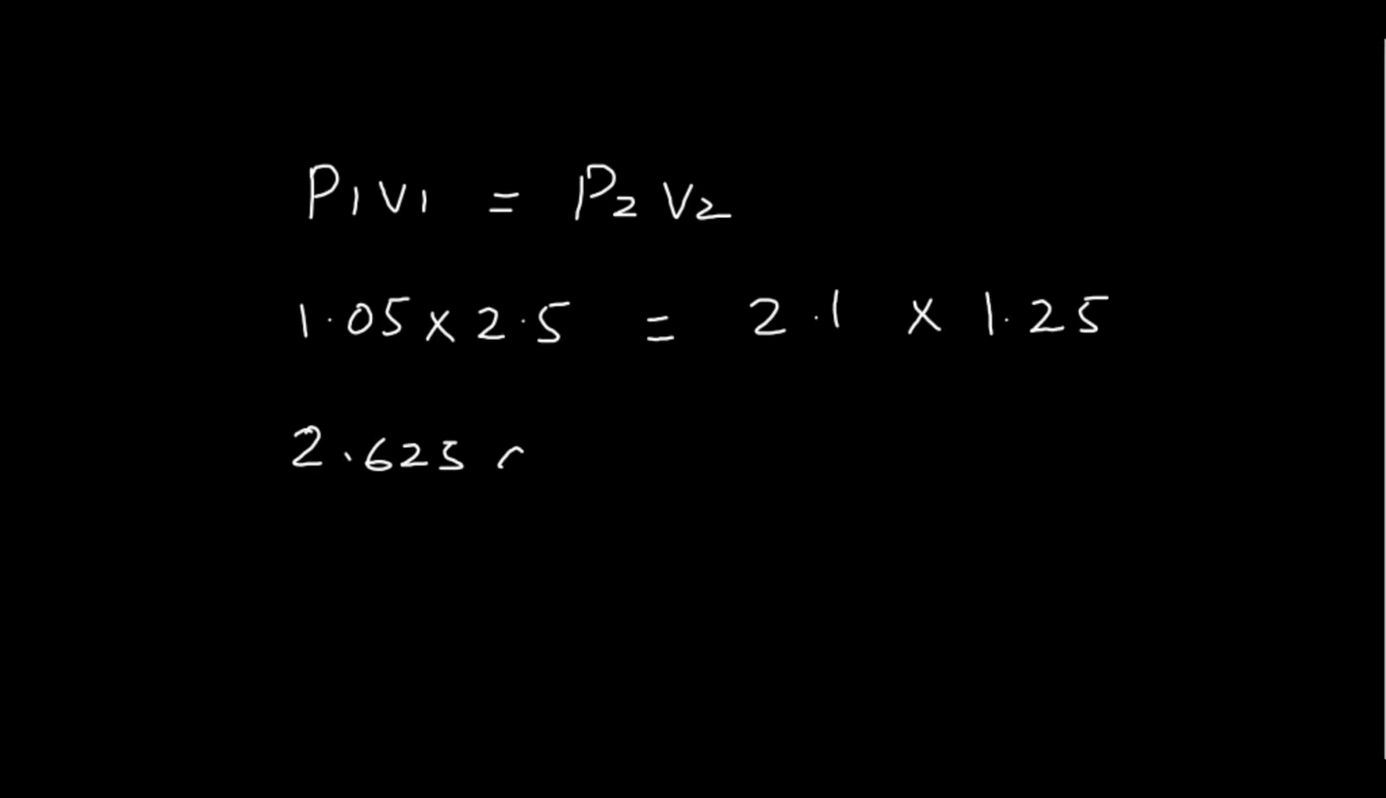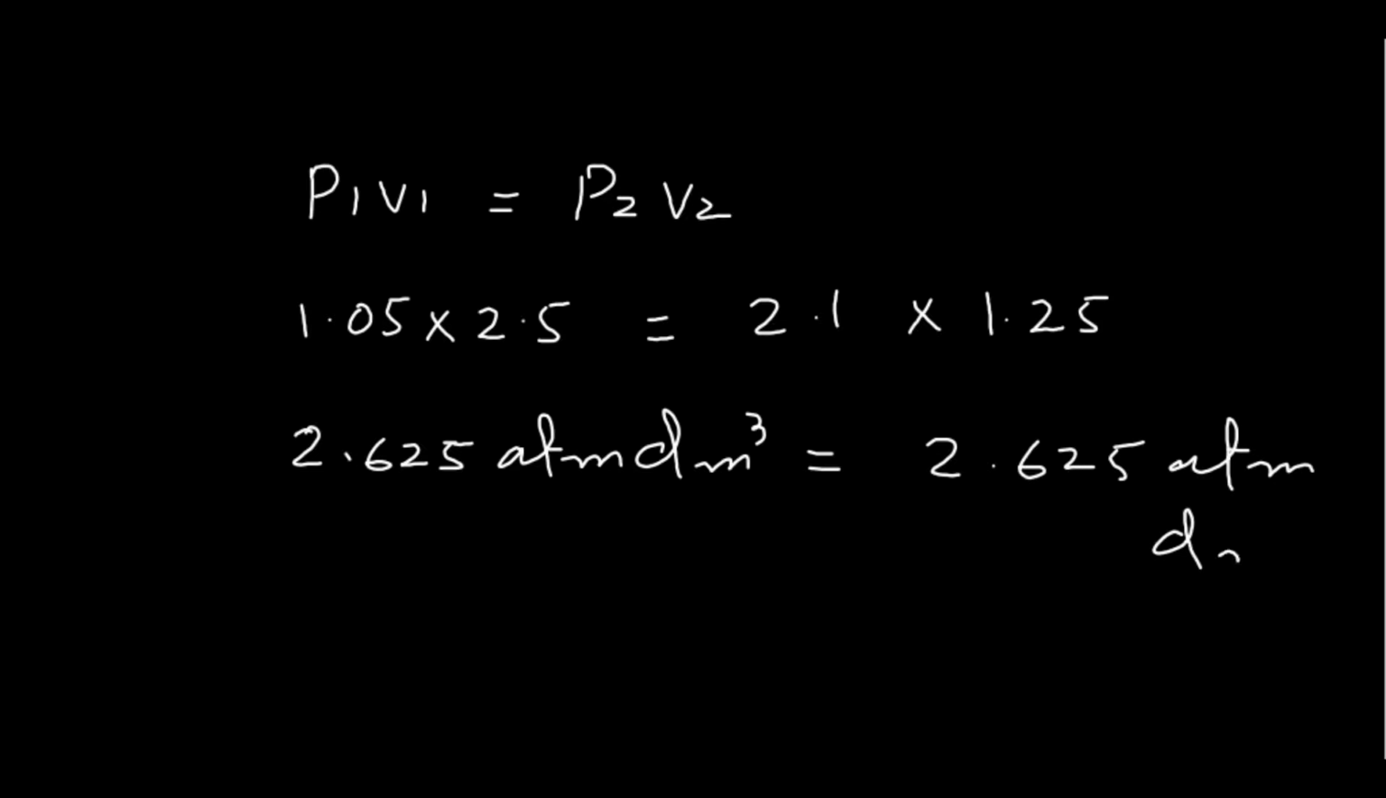2.625 atmosphere cubic decimeter, is equal to, by multiplying 2.1 into 1.25, we will get 2.625 atmosphere cubic decimeter.